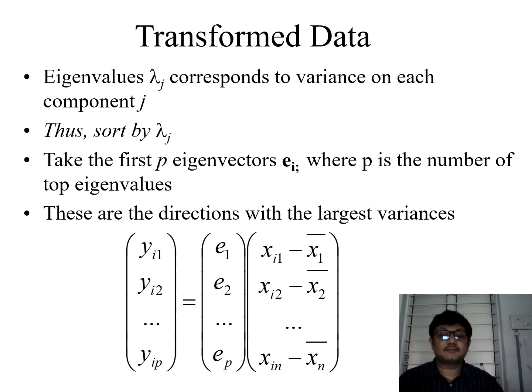In the transformed data, eigenvalues lambda j correspond to the variance on each component j. Thus we need to sort by lambda j. Take the first p eigenvectors e, where p is the number of top eigenvalues. These are the directions with the largest variances. yi1, yi2, and so on up to yip equal e1, e2, and so on to ep, multiplied by xi1 minus x1 bar, xi2 minus x2 bar, and so on, xin minus xn bar.